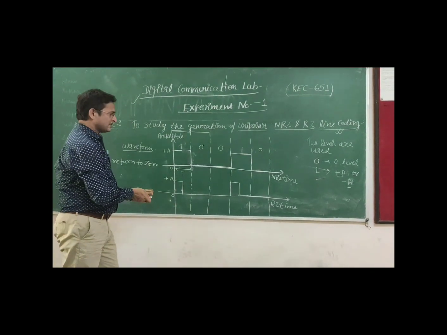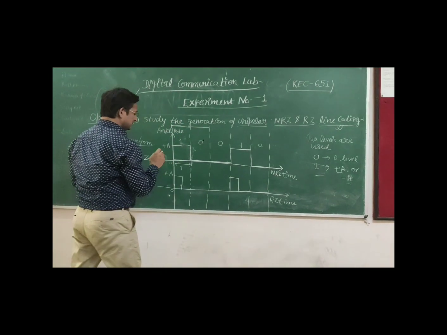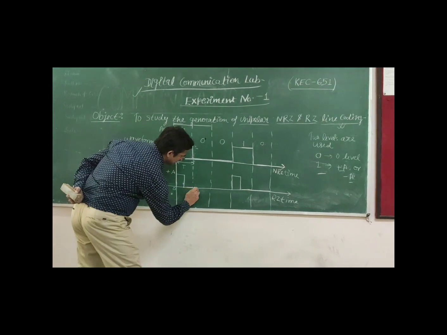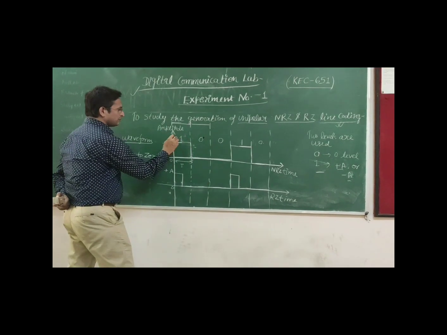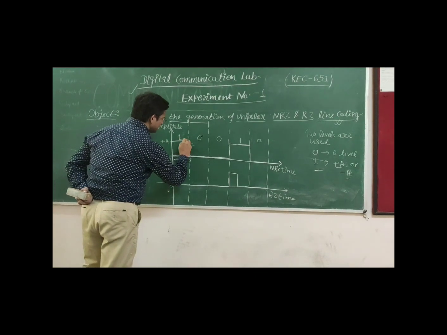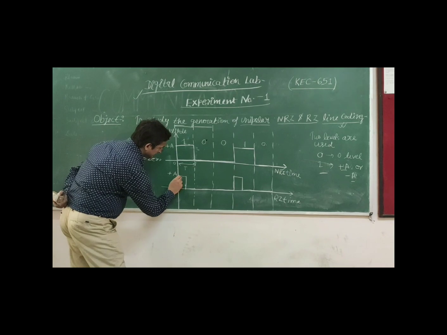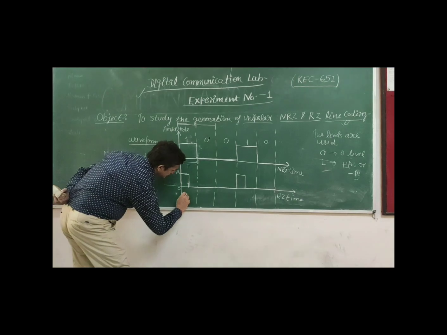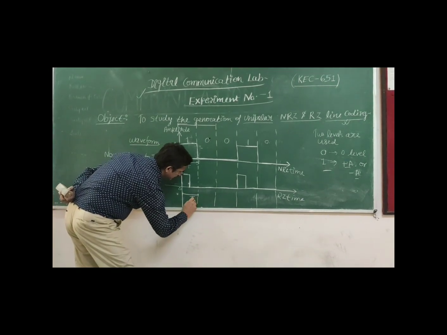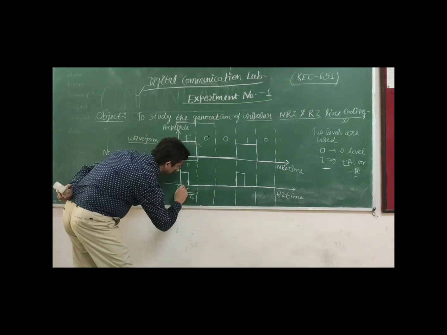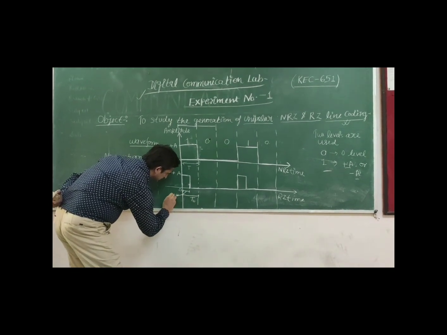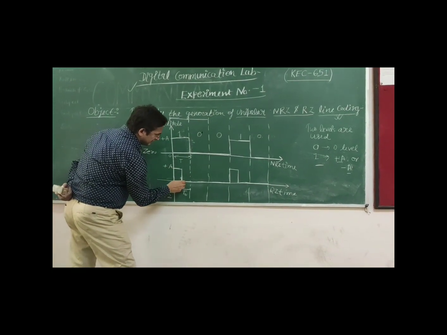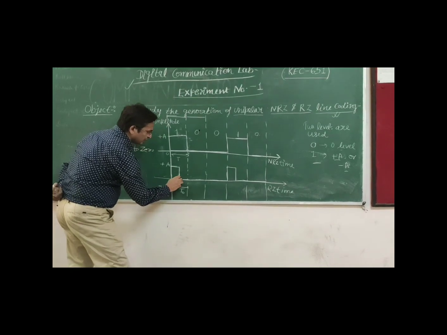The next one is return to 0. Return to 0 means what? For 0, it is represented with 0 only. The difference is for bit 1. Here we can see it goes high for half of the bit pulse. If this complete bit pulse is TB, then this is TB by 2. So for half the bit pulse it goes high, otherwise it goes low. That means it returns to 0 after half the bit pulse.